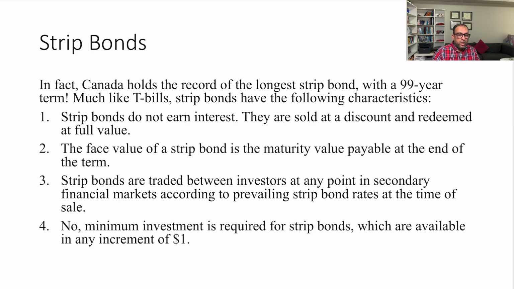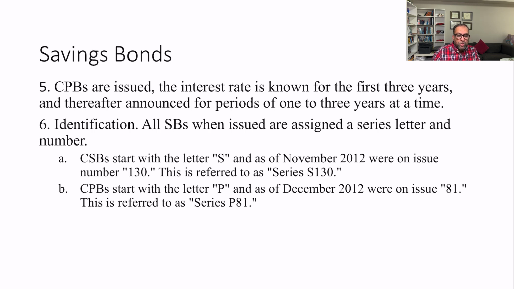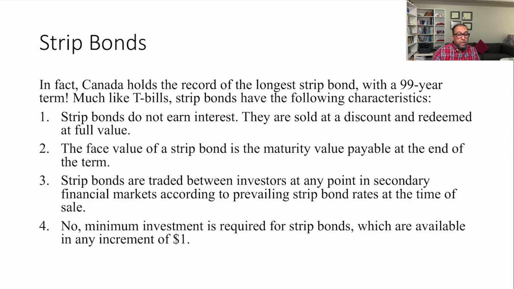Now, strip bonds. There is no need to do any particular question on these because these are technical and serial number things. Canada holds the record for the longest strip bonds, with 99-year terms. That's huge. It means that this bond is for 2 generations, not one. The generation who buys it passes it to the next generation, and then the next generation is going to get the payment for that bond. Strip bonds do not earn interest.